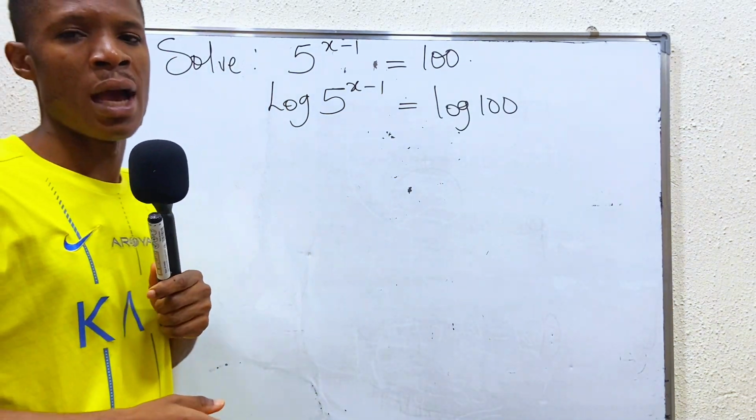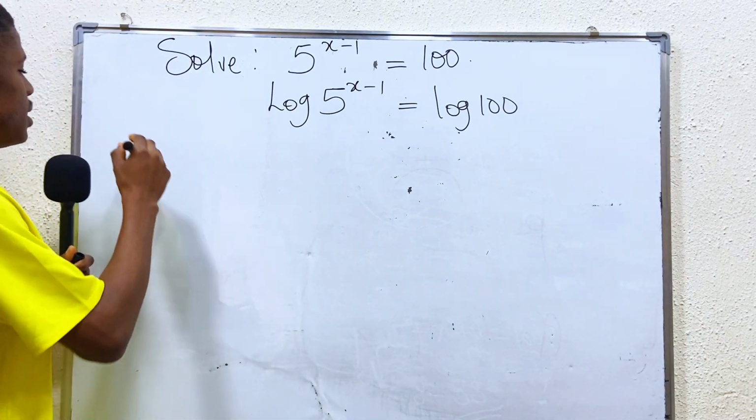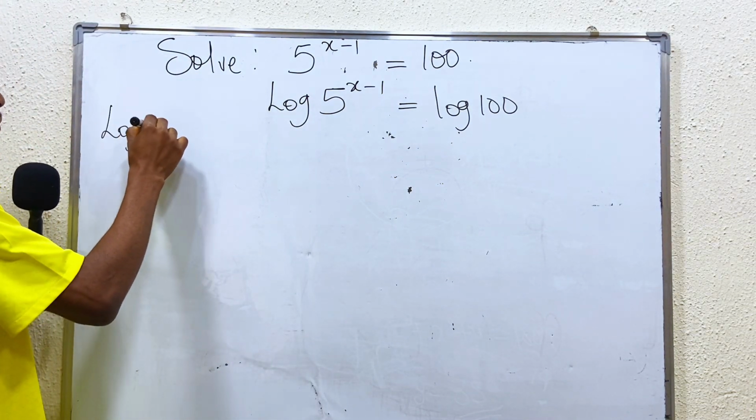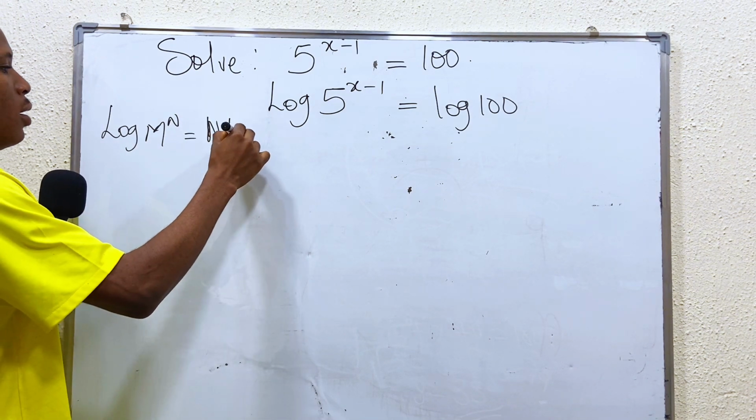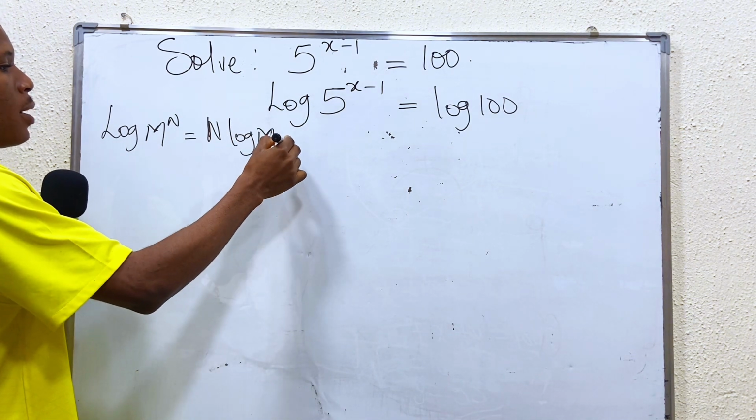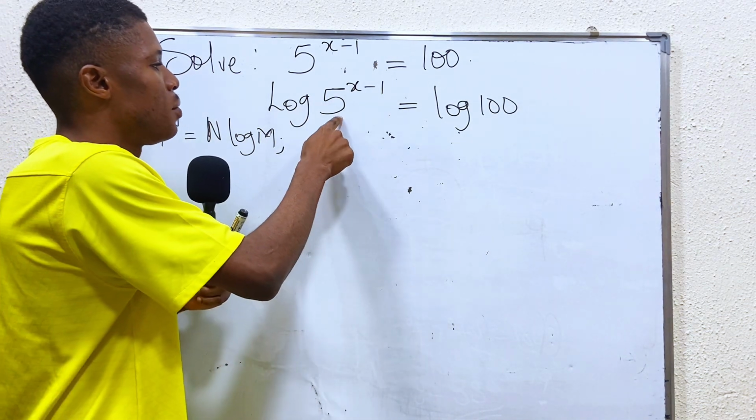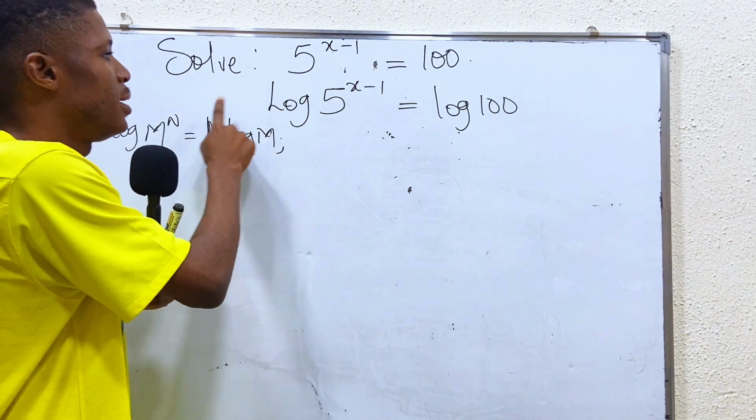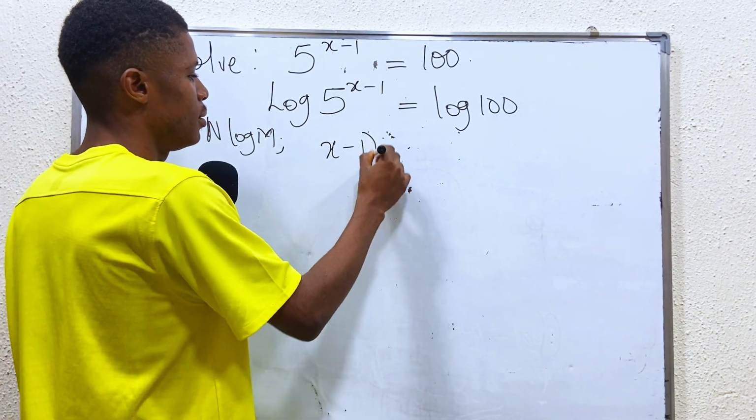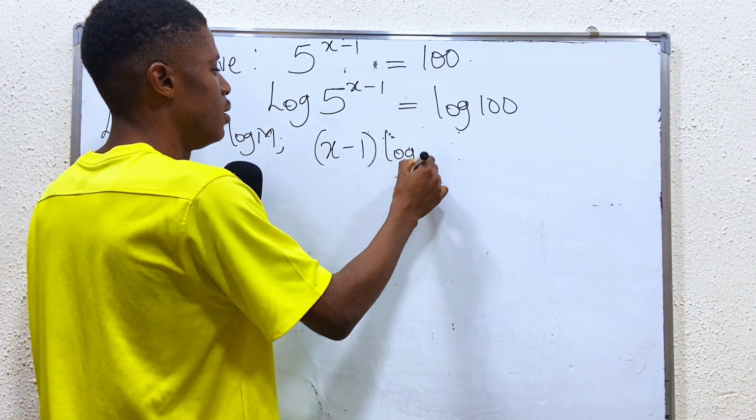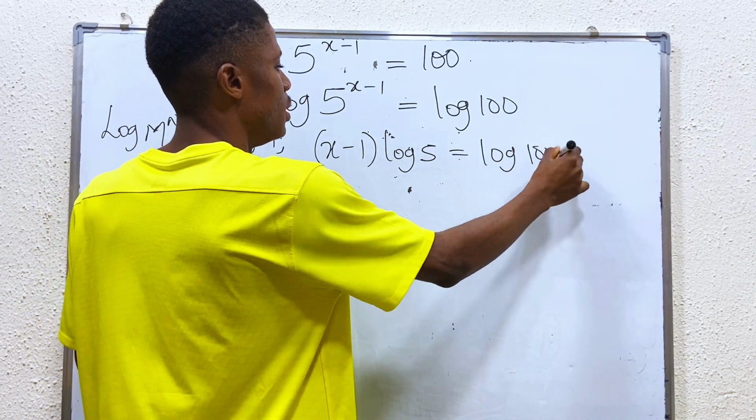Now you remember the law of logarithm, which says that log m raised to power n is the same thing as n log m. So we have the same thing here, where our m is 5 and our n is x minus 1. So let's have (x minus 1) log 5, and that equals log 100.